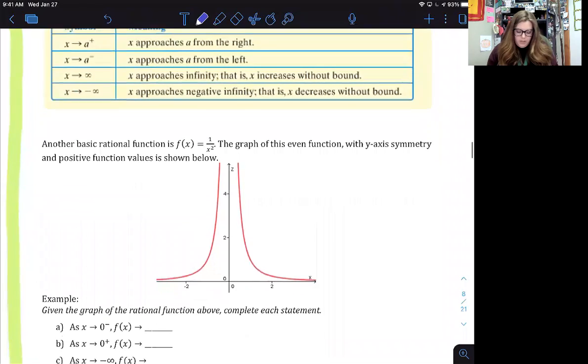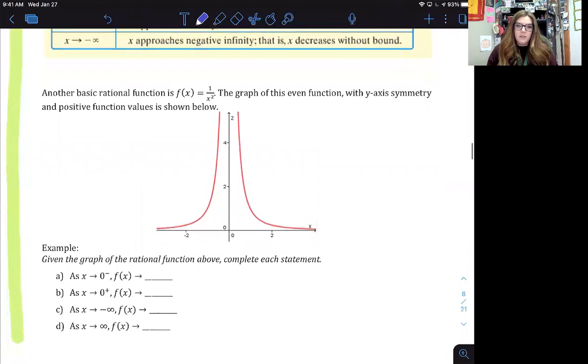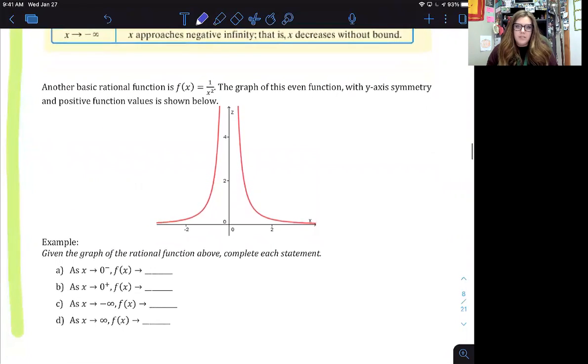So here you're given one of our basic rational functions that we're going to talk more in detail about later this week. f of x equals 1 over x squared. The graph of this even function with y-axis symmetry has positive function values as shown below. From this graph of the rational function, complete each statement.